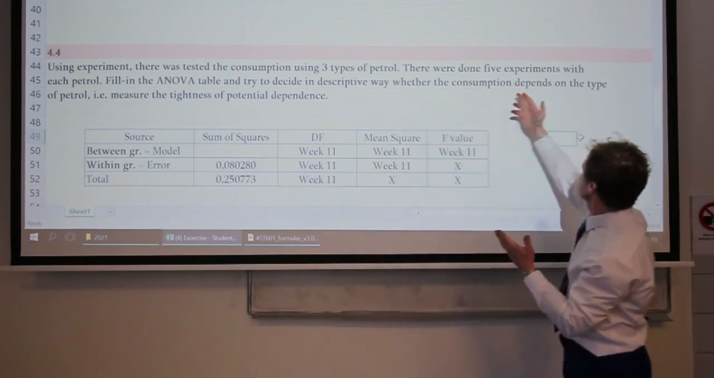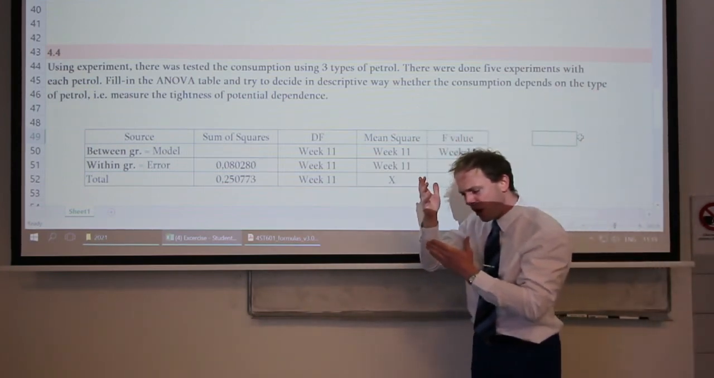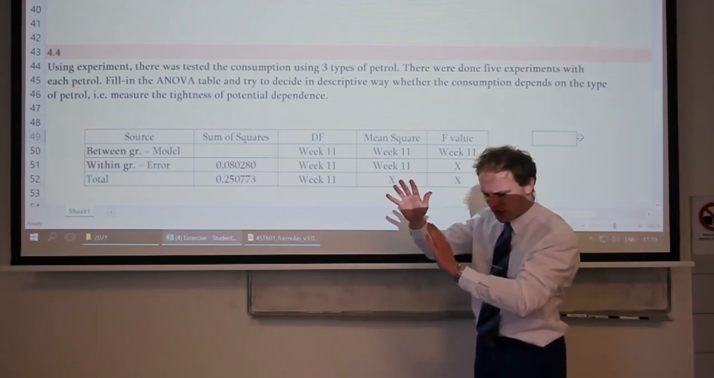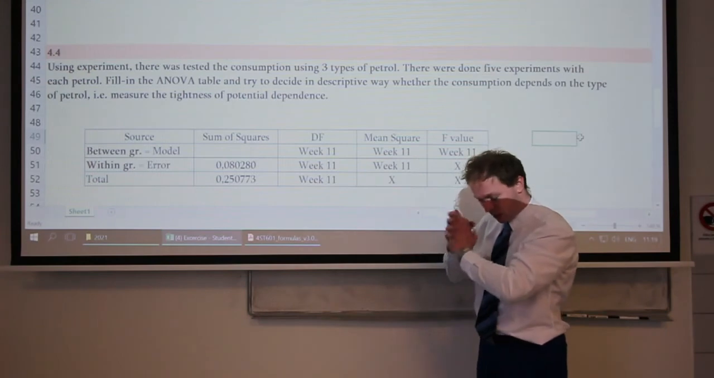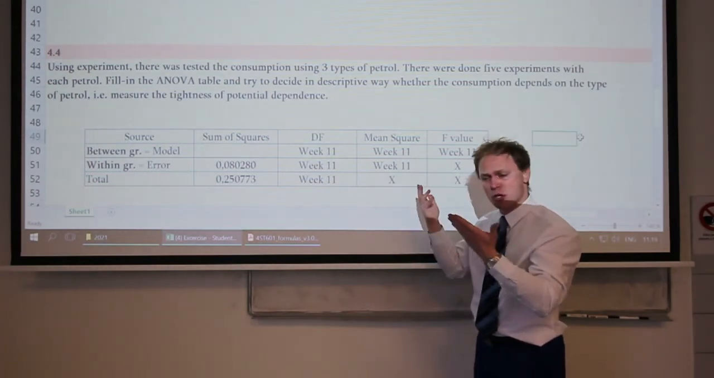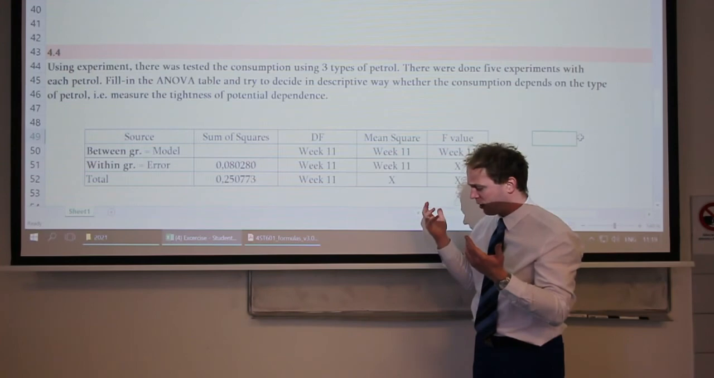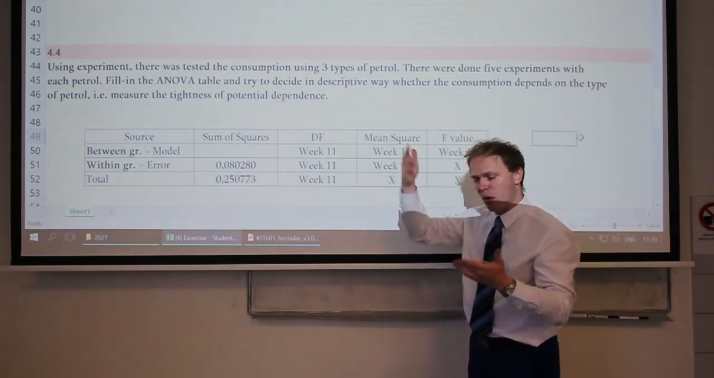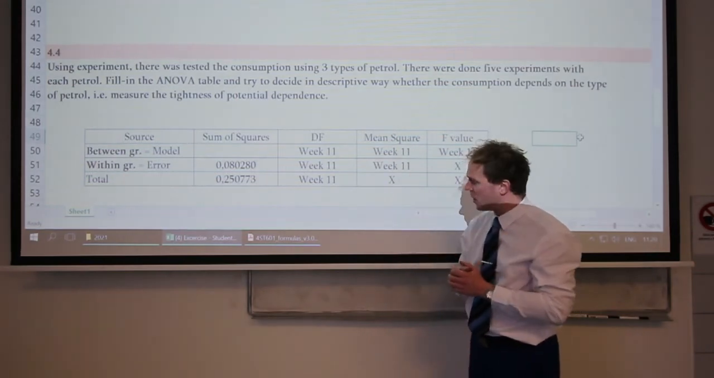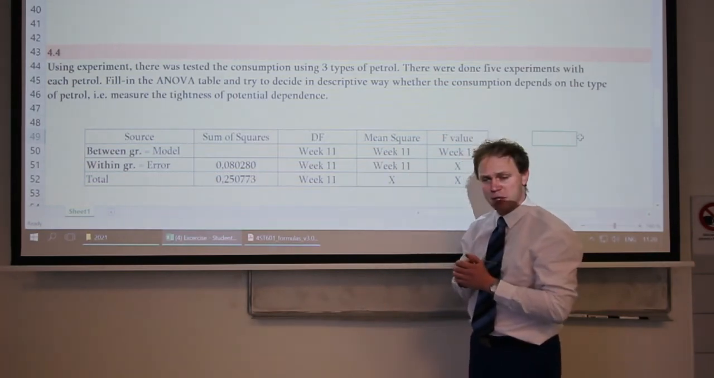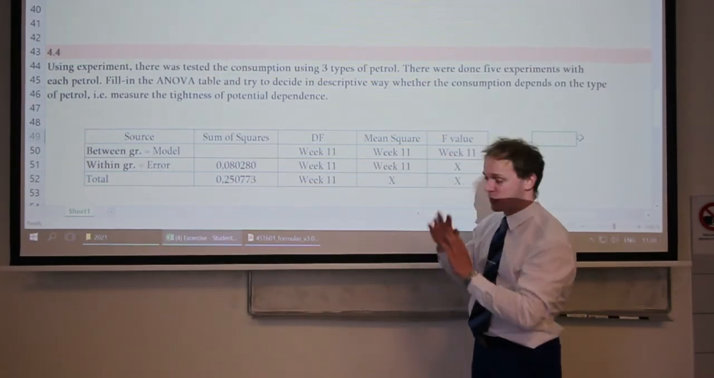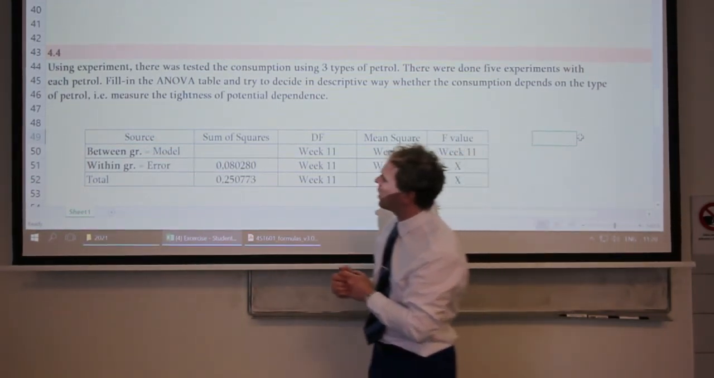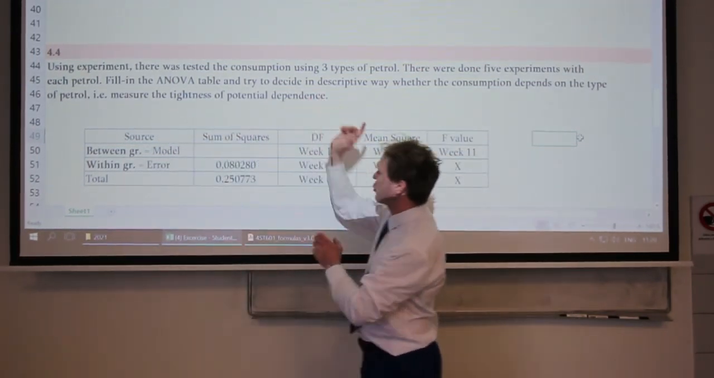And there is the question whether the consumption depends on the type of petrol, whether the factor of the petrol influences the consumption. Average consumption in gallons per kilometer, gallons per 100 kilometers, gallons per 100 miles, liters per 100 kilometers. So we don't know these units, but the consumption. So we would like to measure the tightness of potential dependence.